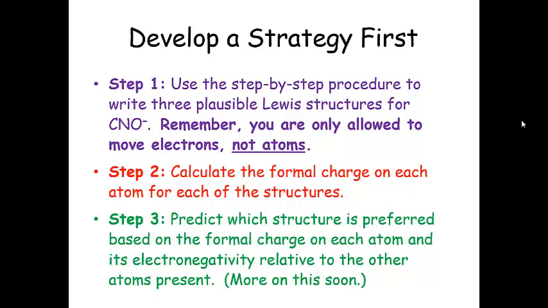Now step 2, we're going to calculate the formal charge on each atom for each of the structures, okay? That's our second step. And then finally, we're going to figure out which one is preferred, or which one contributes most to the real bonding picture, based on the formal charge on each atom and its electronegativity relative to the other atoms present. Okay, so we'll talk more about this also.